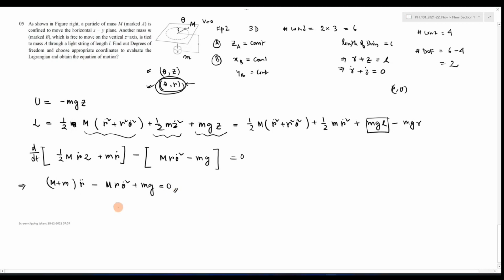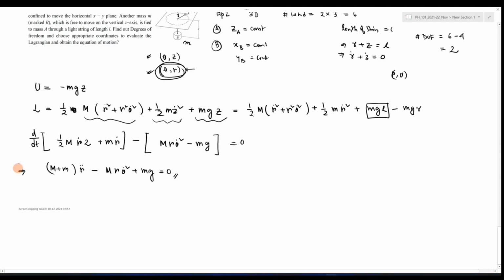Then second equation, this one with respect to r. This one we will be writing with respect to theta. Again, same thing, d/dt of m r square theta dot. Any other term? No. Minus dL by d theta. No term is having theta dependency, so which will give us m r square theta dot is equal to constant.